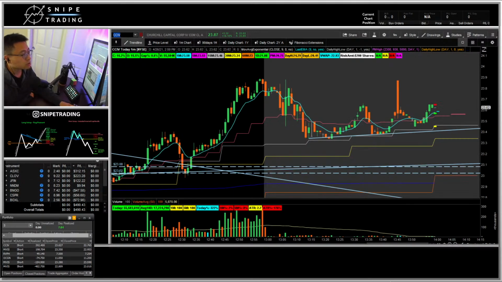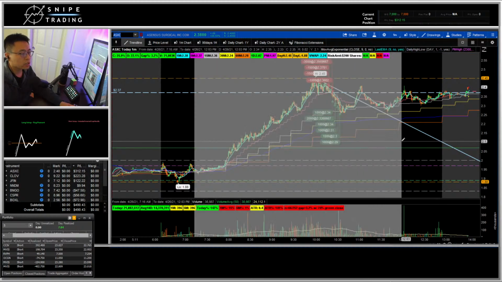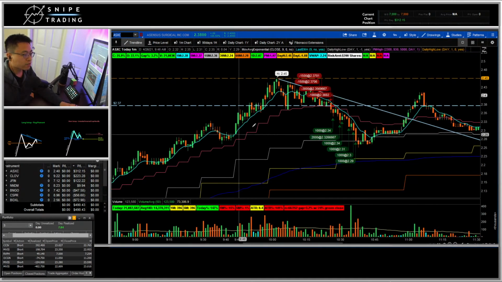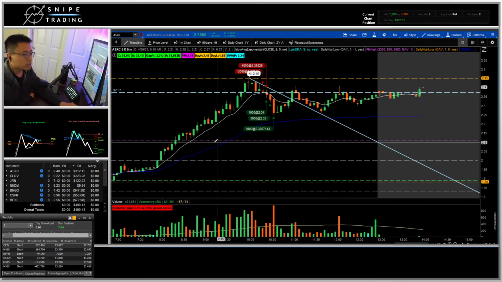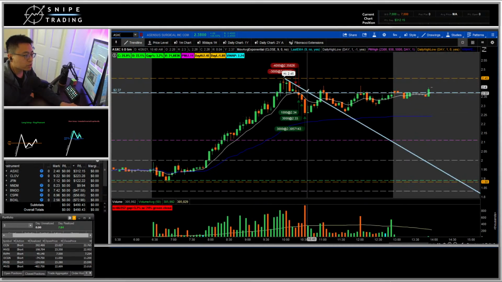Right, so first one here is ASXC. I made $312 on this. You can see it's overextended on the 5-minute chart. If you pull the 15-minute chart up, you can see that it's extended. The 15-minute 90 EMA is down here, so I will look for a 5-minute trigger.